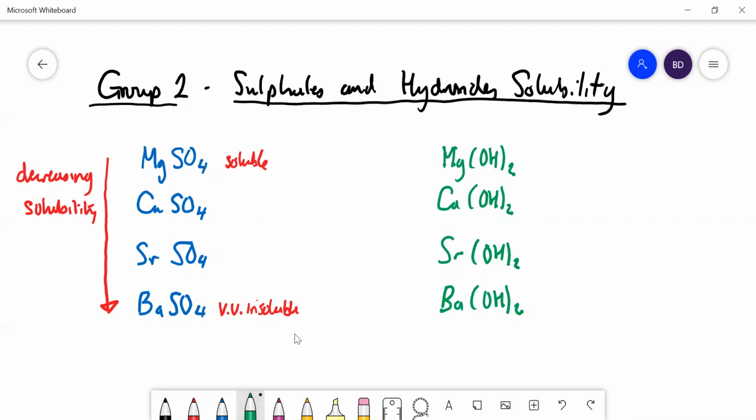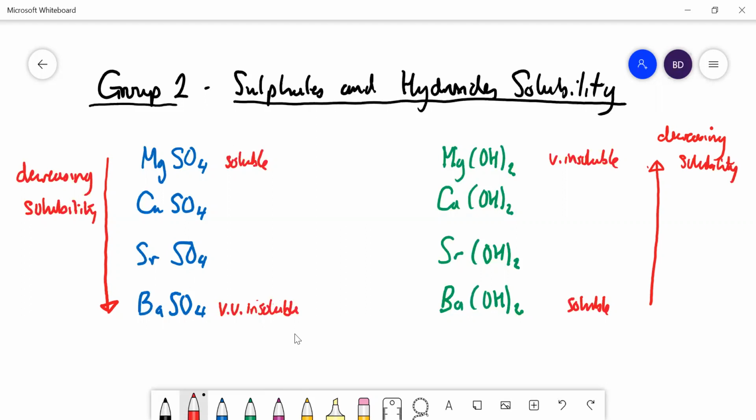And here we have the hydroxides. Barium hydroxide is pretty soluble, whereas magnesium hydroxide is very insoluble. So again we've got another trend, but it's the other way around here. You've got decreasing solubility going up the table. So you've got to remember those two trends. This is in contrast to group 1: all sodium, potassium salts are very soluble, whereas that's not always the case with group 2. You've got to know those two trends.